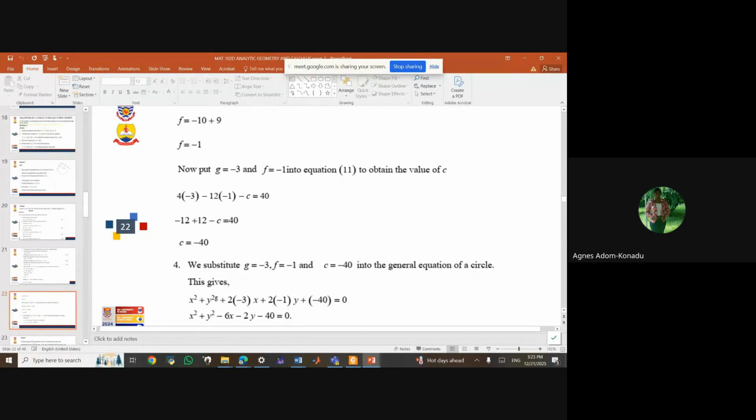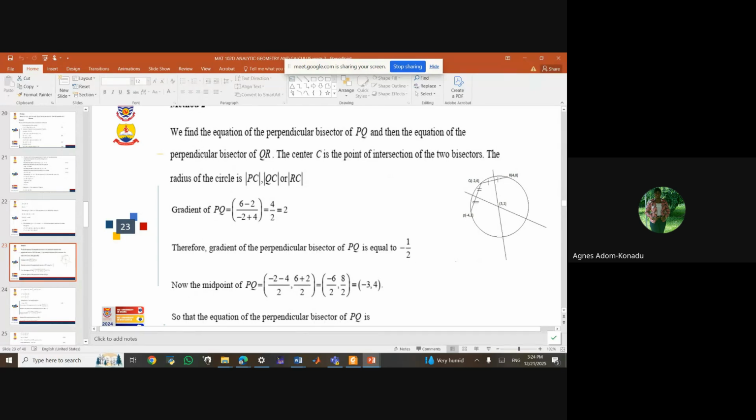So you can just try and solve, and you're going to get 3 values. You're going to get your f to be -1, your c to be -40, your g to be -3. And then when you go back and write your x squared plus y squared plus 2gx plus 2fy plus c equal to 0, you make substitution and you're going to get x squared plus y squared plus 2 times -3 x plus 2 times -1 y plus -40 equal to 0, and the equation will be x squared plus y squared minus 6x minus 2y minus 40 equal to 0. That is the equation of the circle.